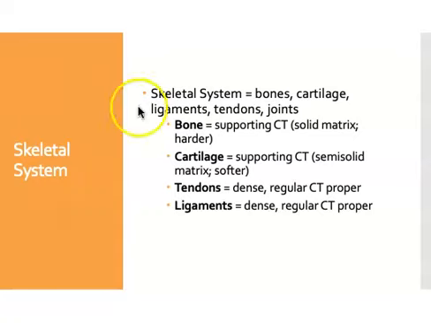When we compare bone and cartilage as types of supporting connective tissue, it's the matrix material in this tissue that is different. In bone, it's a solid matrix material, and in cartilage, it's softer. It's a semi-solid material.